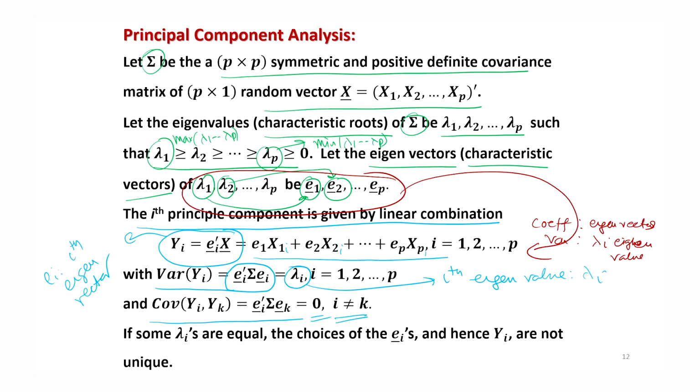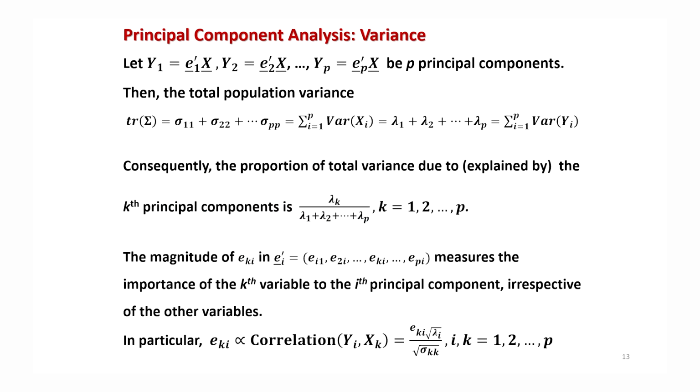and then you have to see whichever is the maximum; that will be the variance of the first principal component. Now corresponding to that lambda, you find the corresponding eigenvector, and that eigenvector will help you in the construction of the principal component, right. In case some lambda i's are equal, then the choice of ei's and hence yi is not unique, but we are not worried because in practice this will rarely happen. Anyway, we have a solution in the theory also.